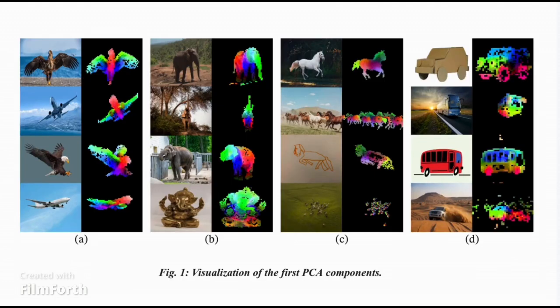This figure shows the first 3 PCA components of DINOv2 patch level features, visualized as RGB colors. Each row has similar looking images, and what's impressive is that the model aligns key parts like wings, heads, or wheels across different styles, poses, and even object types. This proves that DINOv2 learns consistent, semantically meaningful features at the pixel level without any labels or segmentation supervision.